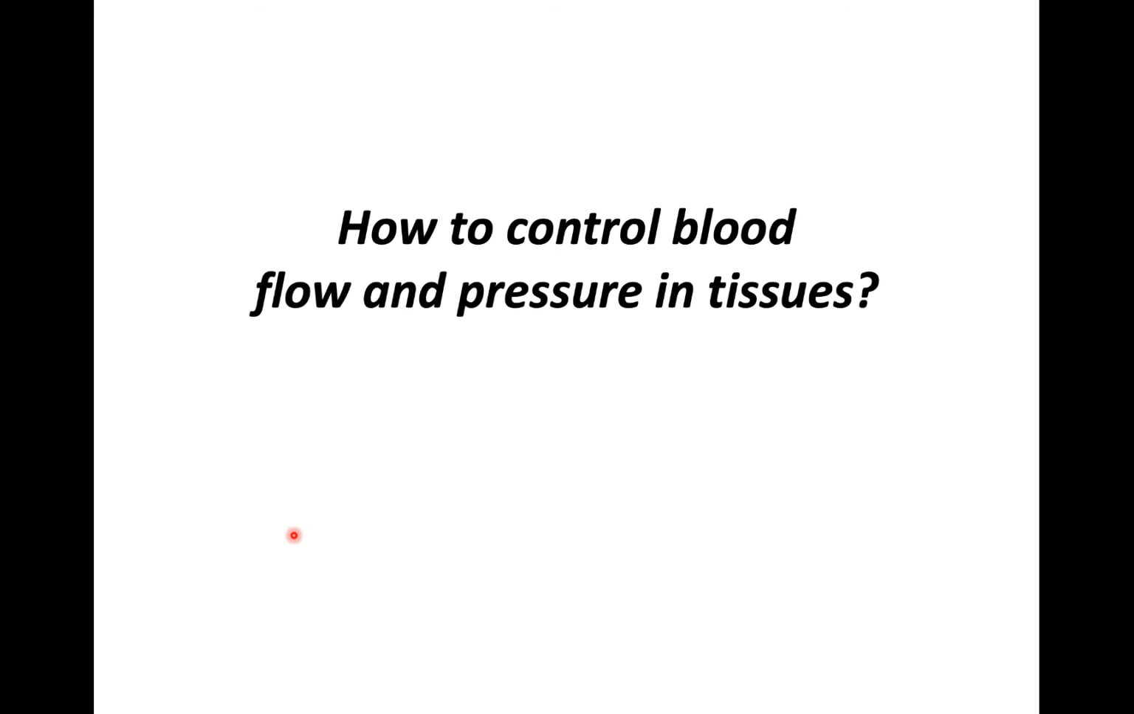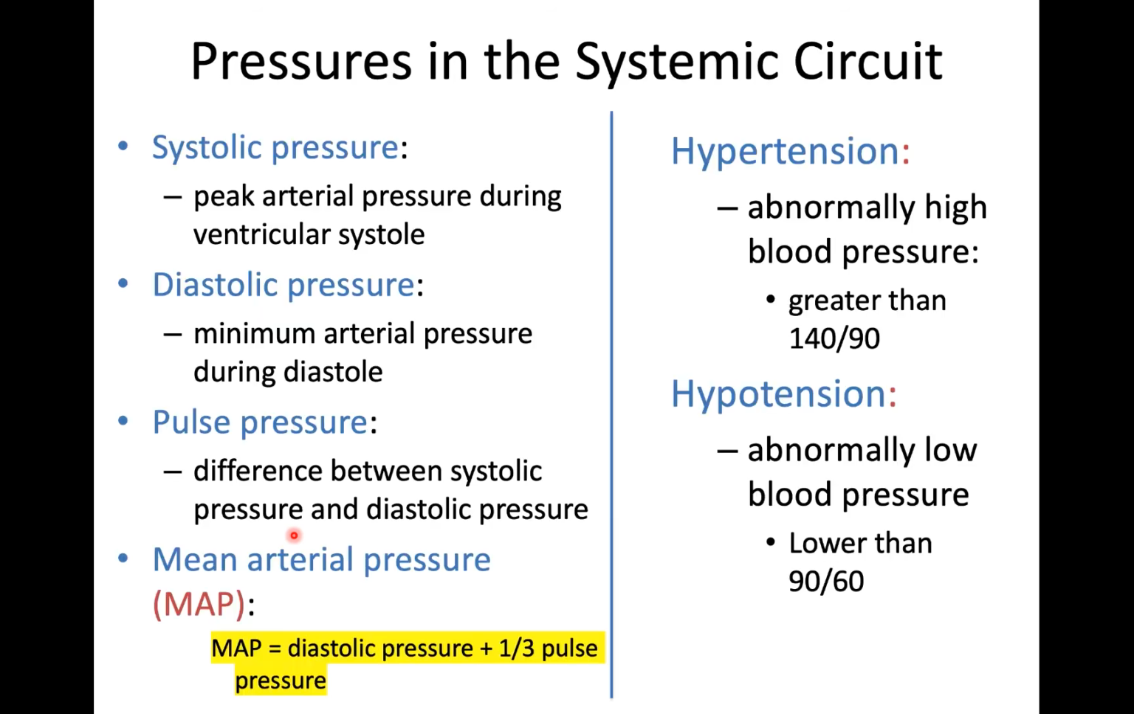Now, controlling blood flow and pressure in the tissues. We kind of touched on it. We talked about cardiac output. We talked about capillary sphincters. But right now we're going to talk specifically about arteries and veins. How do you control pressure in your systemic circuit? That is the circuit of blood that travels everywhere else in your body but your lungs.